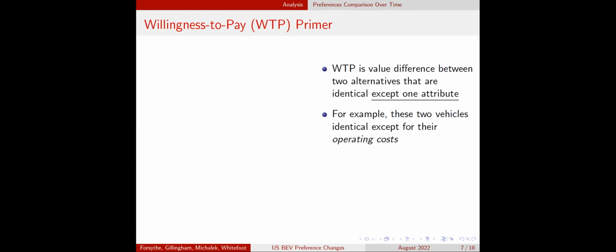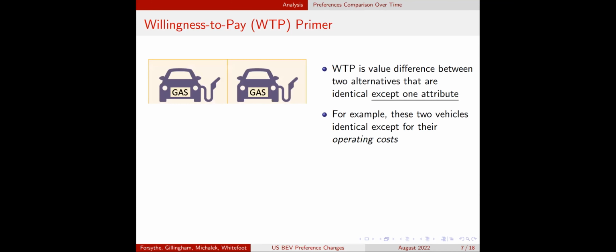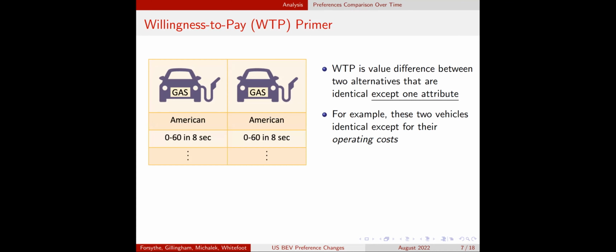And so, for example, we could consider two vehicles that are both gasoline vehicles, and they look identical, and they also are both American and accelerate from 0 to 60 in 8 seconds, et cetera, et cetera, et cetera. They're identical, except that the leftmost vehicle operates at 1 cent per mile more expensive than the other.